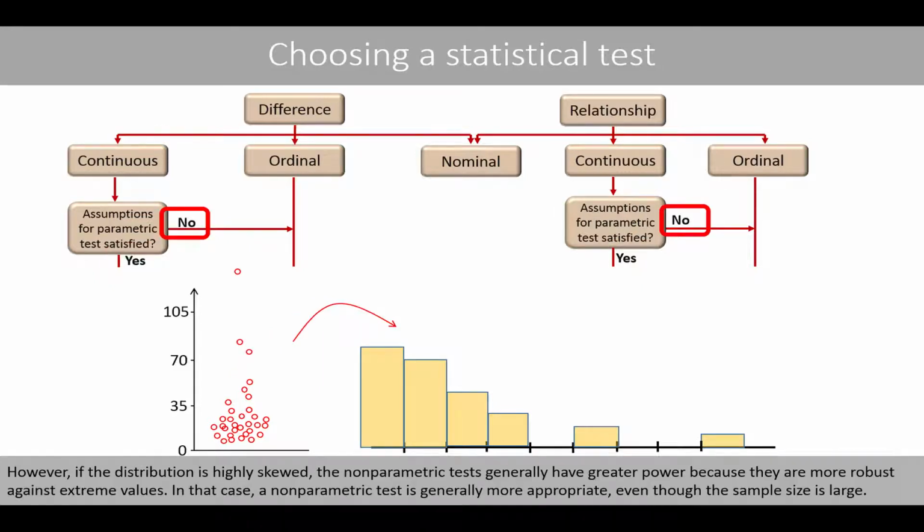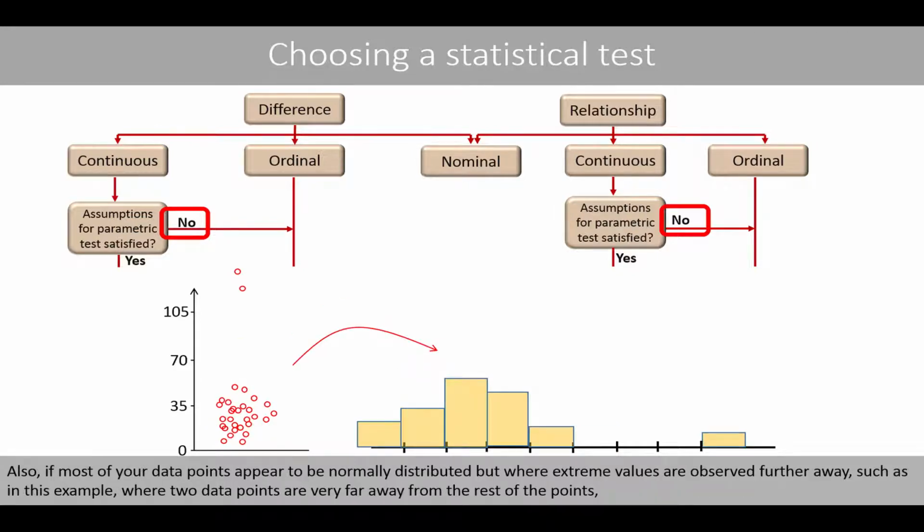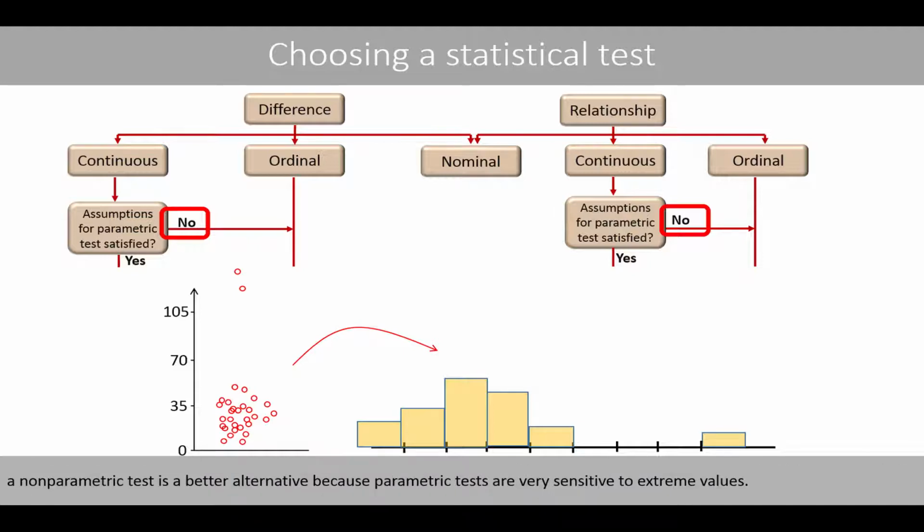However, if the distribution is highly skewed, the non-parametric tests generally have a greater power because they are more robust against extreme values. In that case, a non-parametric test is generally more appropriate even though the sample size is large. Also, if most of our data points appear to be normally distributed, but where extreme values are observed further away, such as in this example where two data points are very far away from the rest of the points, a non-parametric test is a better alternative because parametric tests are very sensitive to extreme values.